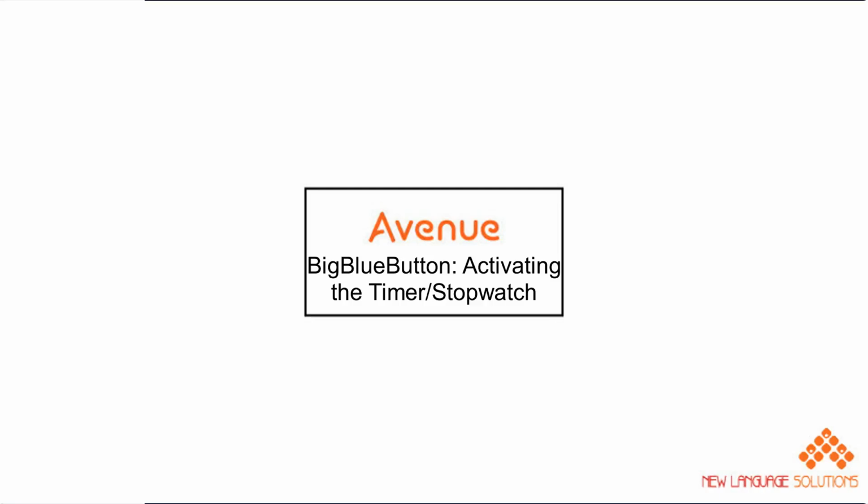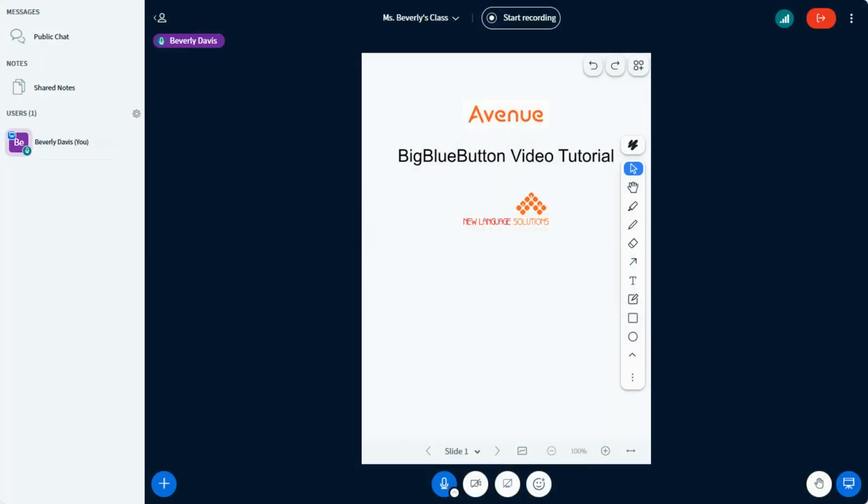Big Blue Button, activating the timer or stopwatch. Instructors can activate a stopwatch for timed activities such as a quiz or other proficiency-building activities. To begin, click on the plus icon at the bottom of the screen.